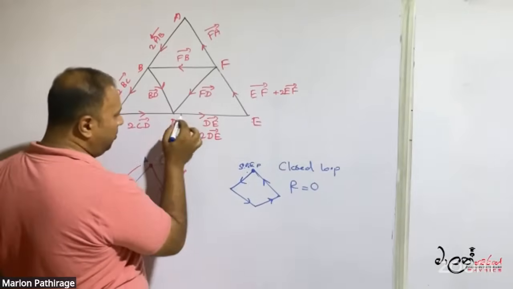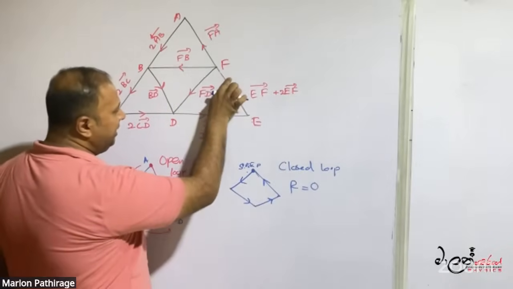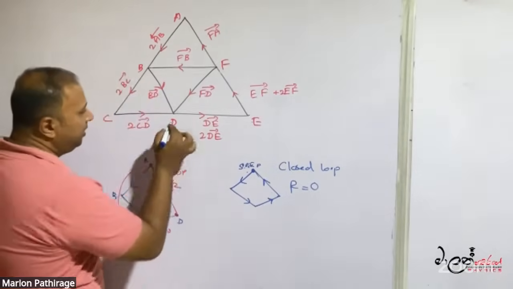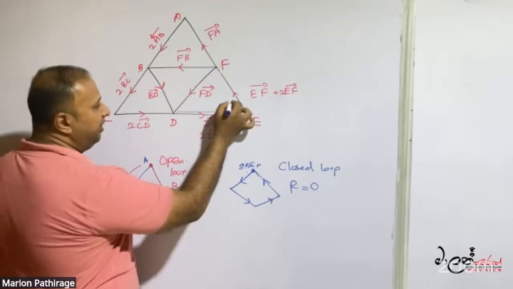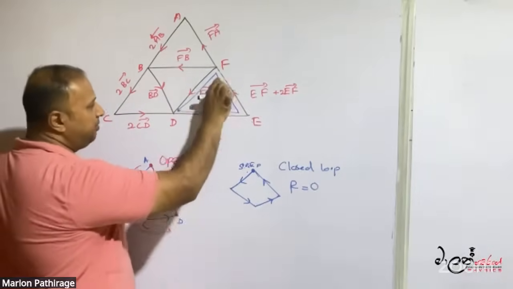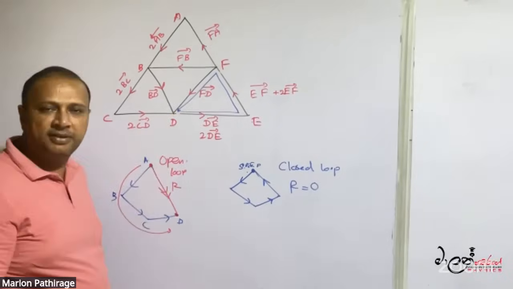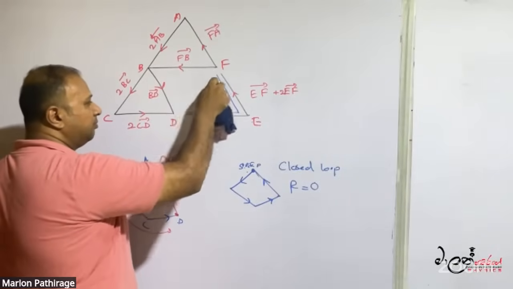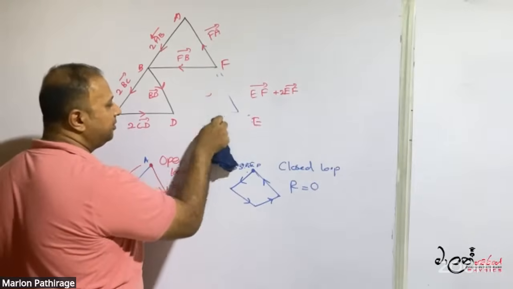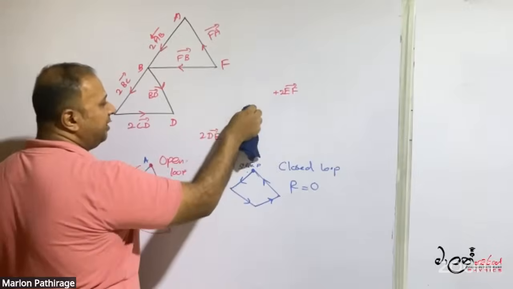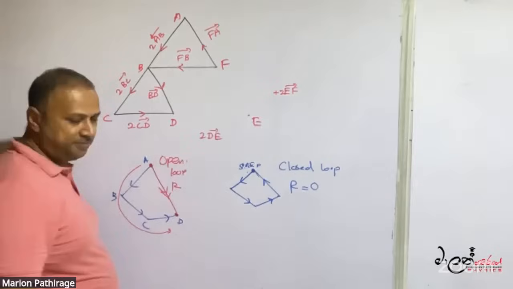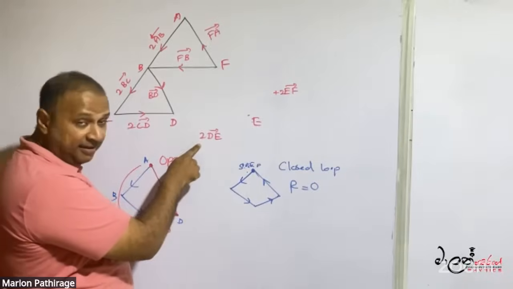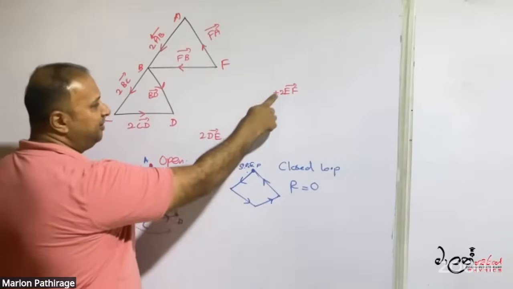Now look at this one. If we consider the DE, EF, FD vectors, their resultant will be zero, because that is a closed loop. The starting point is this one, and the end point is also that one. Therefore, that is a closed loop, then I can remove it. Because their resultant is zero. But remember, although I remove them, there are another two DE vectors from here to here.